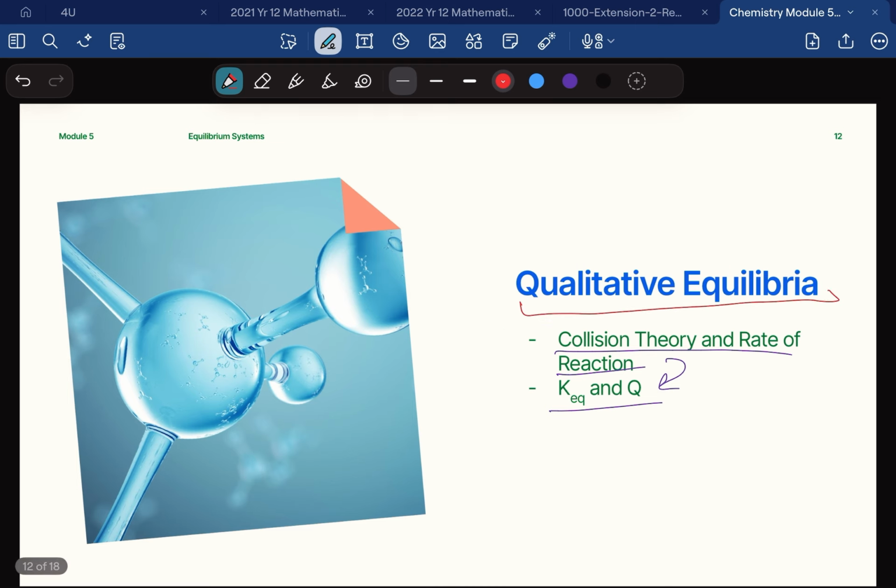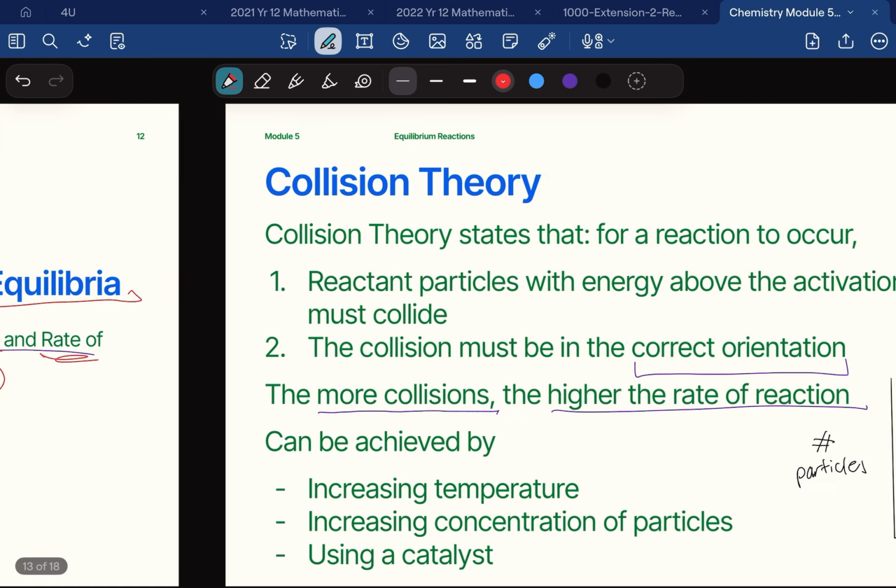Basically, in the previous video I said we covered static and dynamic equilibrium, and in this video we're going to cover qualitative equilibria. This is part 1 of 2 videos. We're going to be covering collision theory, rate of reaction, and how it relates to KEQ and Q.